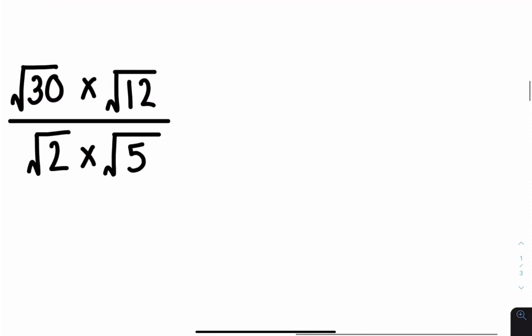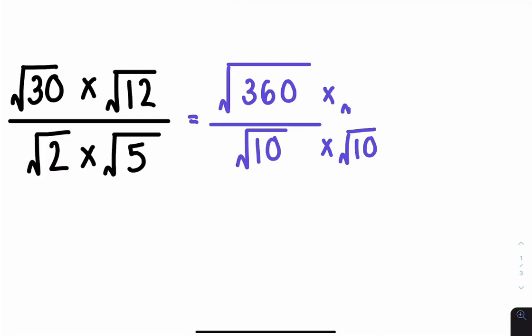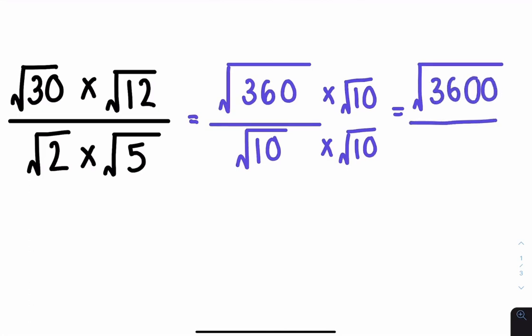So here we have root 30 times root 12 over root 2 times root 5. I would combine them at this point. So root 30 times root 12 gives you root 360. And then root 2 times root 5 gives you root 10. But again, the denominator is still irrational, so how do I get rid of it? Just multiply it by itself. But whatever you do to the bottom, you have to do to the top. So I'm multiplying the top and bottom by root 10. And I'm going to be left with root 3,600 over root 10 times root 10 just gives you 10, which is what we want.